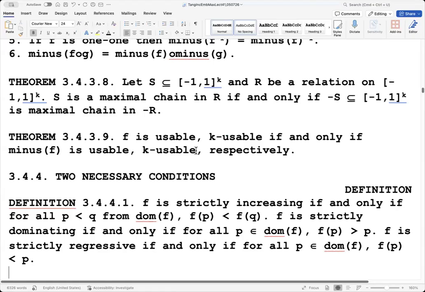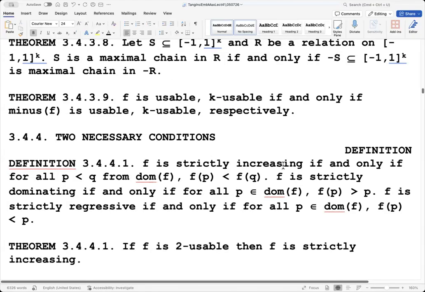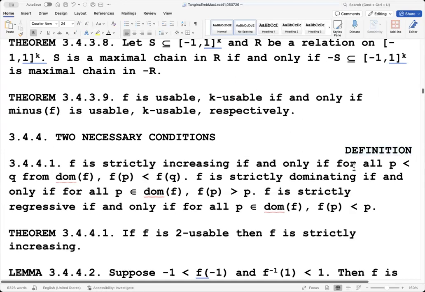Two necessary conditions. Strict increasing is super important. So a necessary condition.